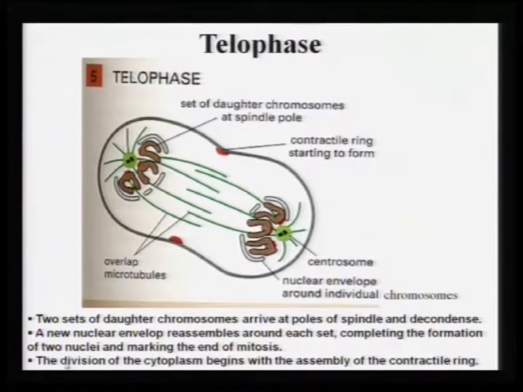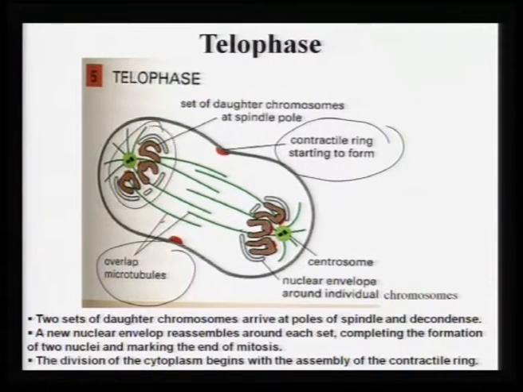As you can see here, the contractile ring also starts forming, and there are overlapping microtubules. One nucleus starts forming at one end of the cell, another nucleus starts forming at the other end of the cell, and after some time, after the telophase, comes cytokinesis. So, before cytokinesis, this is the last phase, telophase.